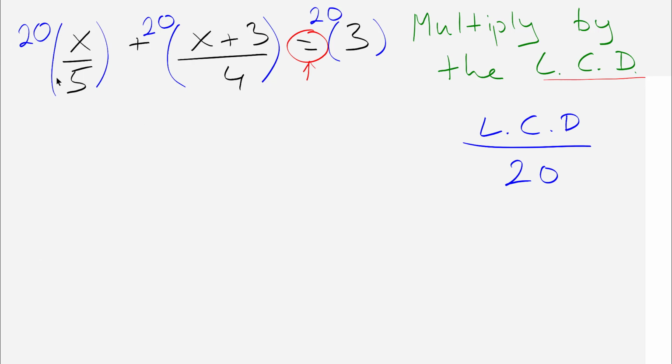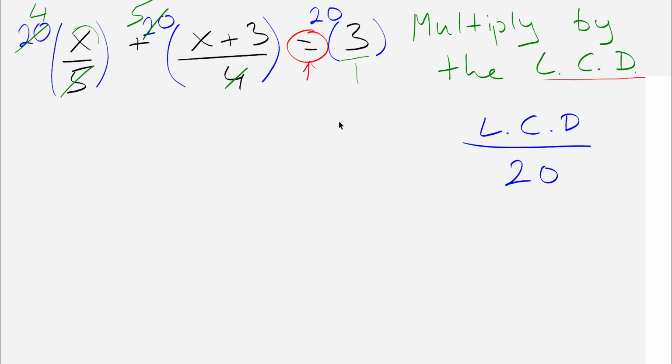So what do we do next? Well, this x here is being multiplied by 20 and divided by 5 at the same time. So the overall result is basically the 5 will cancel with the 20, leaving you with 4. So the overall result of multiplying by 20 and dividing by 5 is multiplying by 4 in total. Here, 4 divides into 20 5 times. And here, this is like a 3 over 1, so 1 divides into 20 20 times. So you can leave that alone.